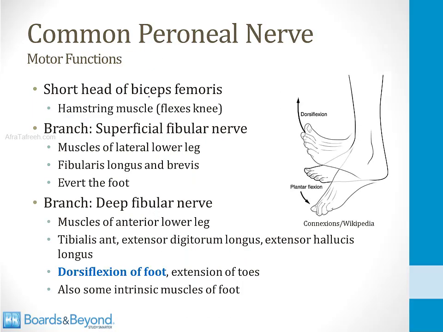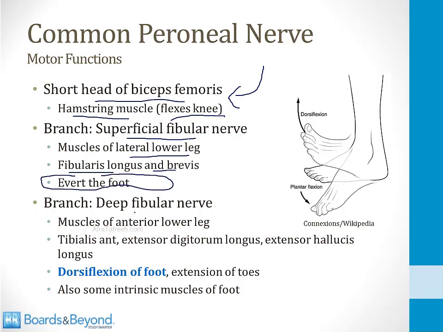The common peroneal nerve has a number of motor functions. First of all, it's motor to the short head of the biceps femoris, which is one of the hamstring muscles that flexes the knee. This is the only hamstring innervated by this nerve. This is a relatively minor role for this nerve. It also gives off a branch called the superficial fibular nerve, which supplies motor innervation to muscles of the lateral lower leg. The 2 muscles it innervates are called the fibularis longus and brevis, and these evert the foot.